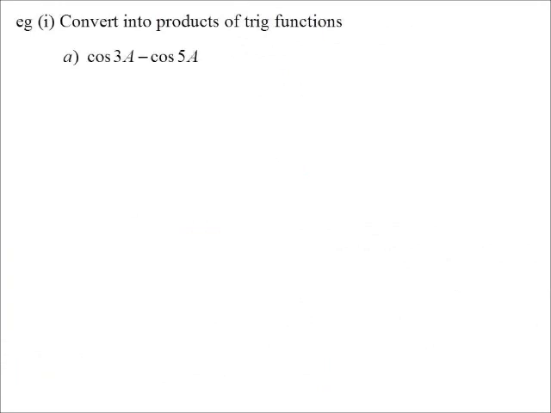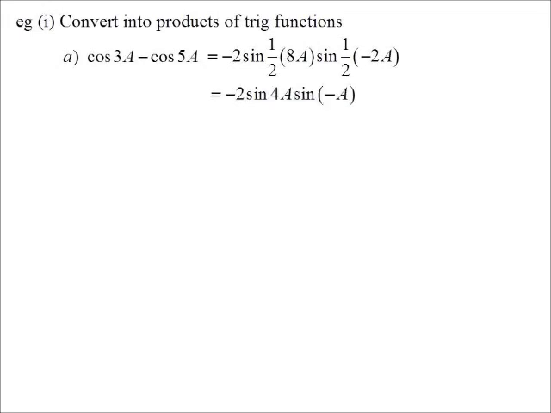If I have cos 3a minus cos 5a, well, hang on, it's a bit different. I've got a minus there. Minus 2 sine half sum, sine half diff. Well, the sum, 3a and 5a, is 8a. The difference, 3a minus 5a, is minus 2a. Half of 8a is 4a. Half of minus 2a is minus a. Sine of minus a, sine, of course, is an odd function. So therefore, we get 2 sine 4a sine a.